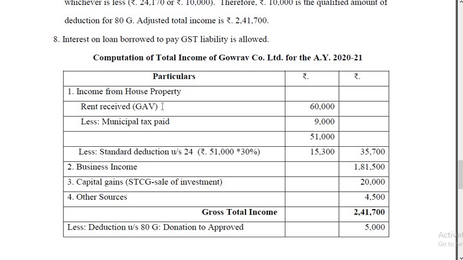These things you already studied: municipal value or fair rent value, whichever is high, and then standard rent, whichever is less. So you'll get expected rent, and then you compare that to the actual rent received, whichever is high, that is taken as gross annual value. Here no other information is available except rent received, so that is taken as gross annual value, 60,000. Then less municipal taxes paid, 9,000, then 51,000.